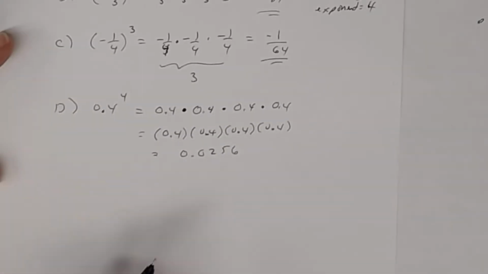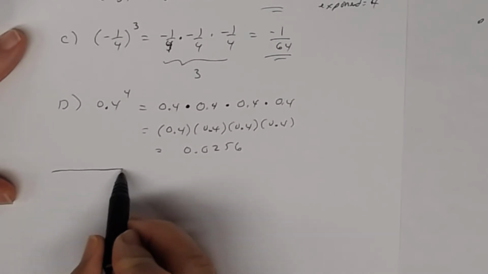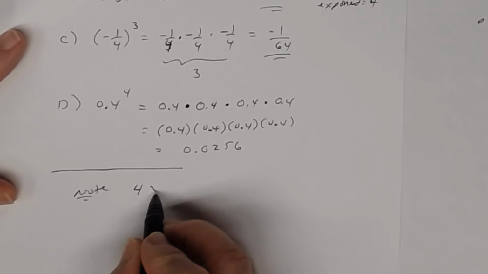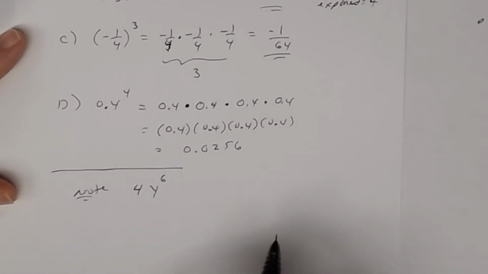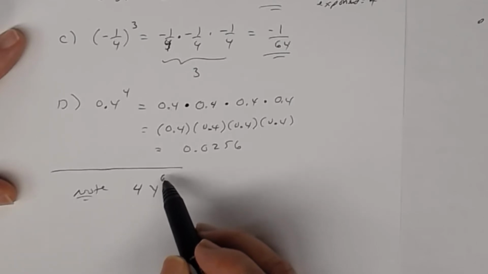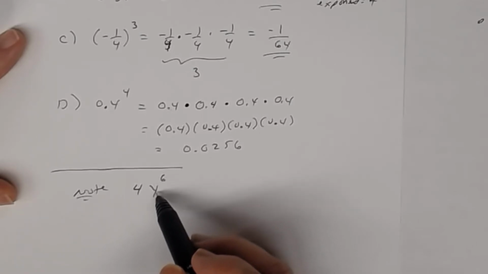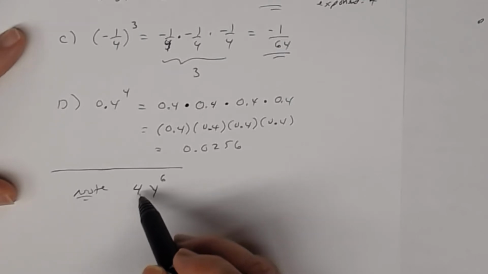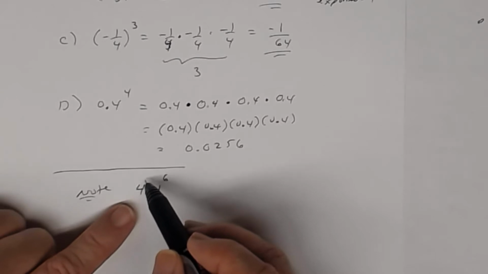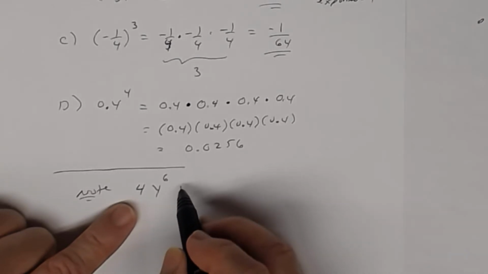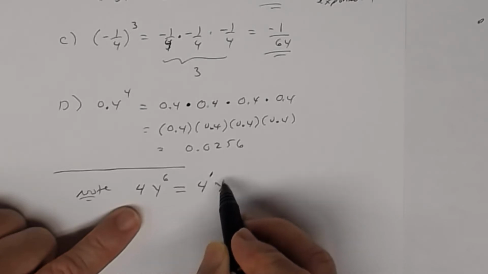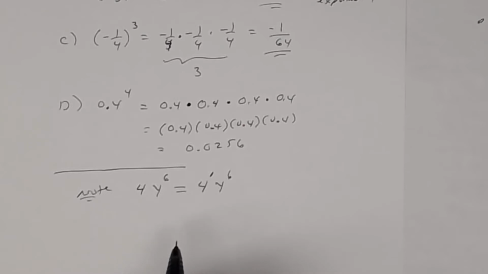Now, one other thing I got to mention, and sometimes students get a little confused, is this. So make note of this. If you see something like 4 times y to the 6th power, see the exponent here is 6, right? The exponent here, 6, represents the exponent of y. So you may say, well, what is the exponent of 4? Well, remember, if there's no number there, it's that implied 1. So that's the same thing as saying 4 to the 1st times y to the 6th. So this and this mean the same thing.